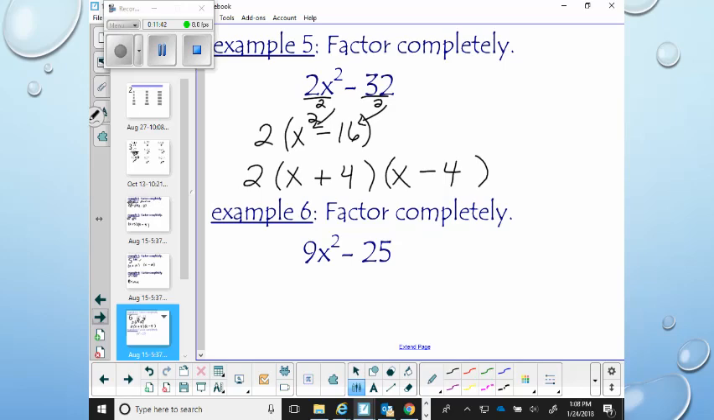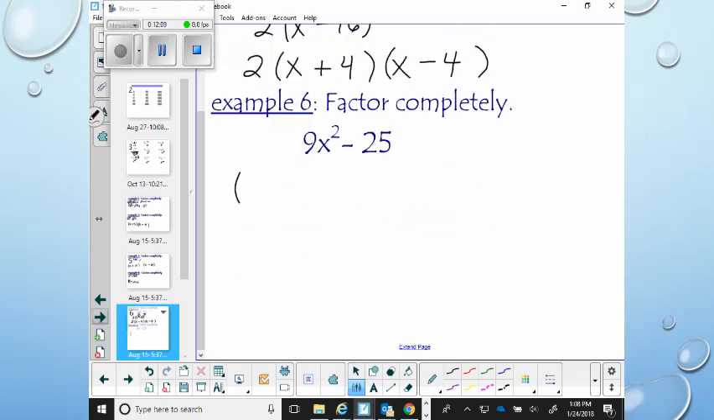We've got to determine, okay, does this meet all the criteria for difference of squares? Well, first off, is it a difference? Is there a subtraction sign? Yes. Now, are all of these terms perfect squares? Is 9 a perfect square? Is x squared a perfect square? Is 25 a perfect square? Yep. So again, set up your parentheses. Once you know it's a difference of squares, go ahead, set those up. One plus, one minus.